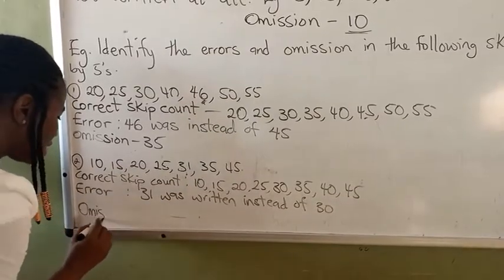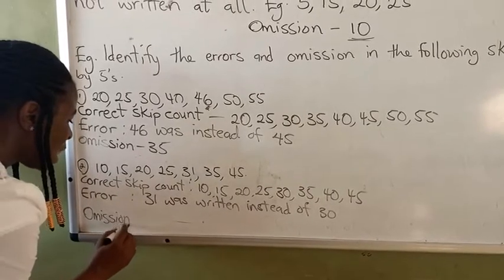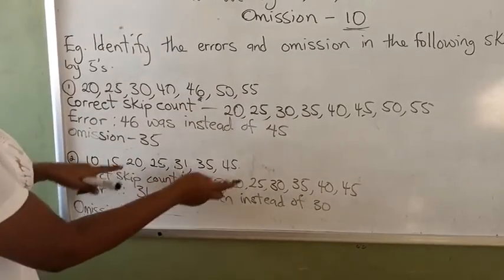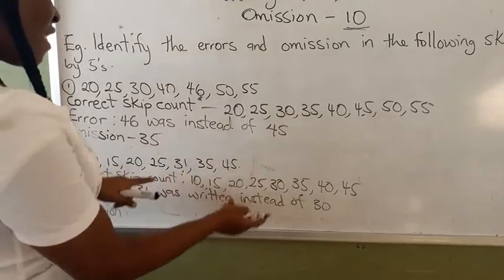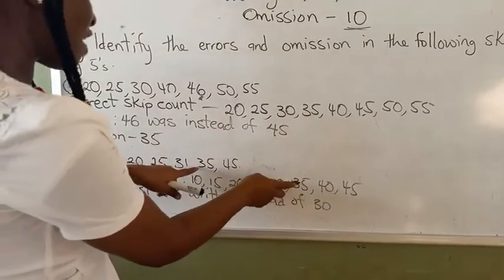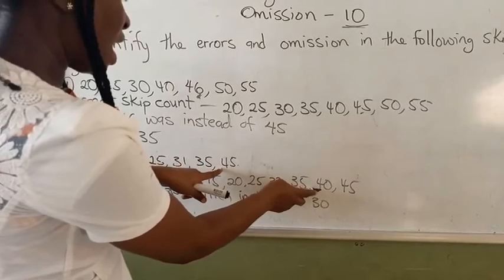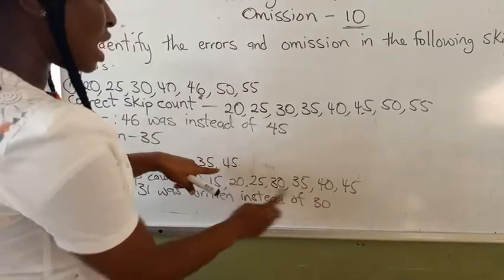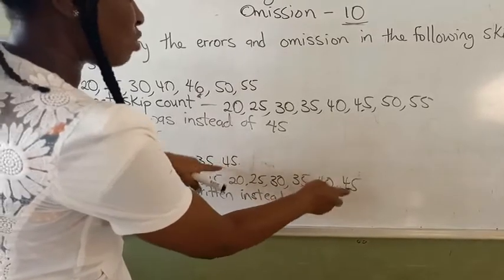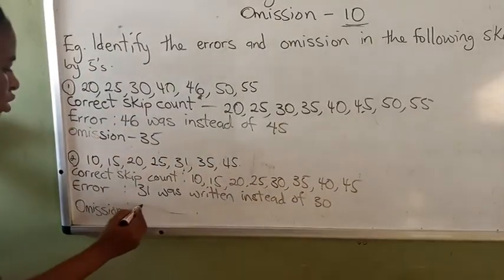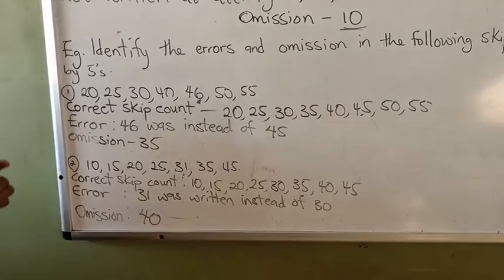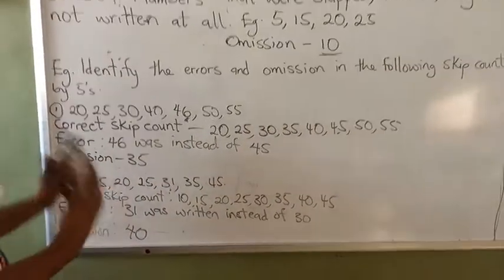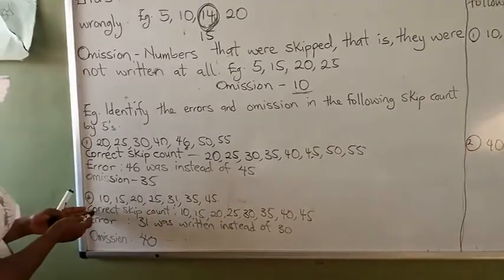Which number was skipped or which number was left out? Now let's compare. We have 10, 15, 20, 25, 30, 35. We have 40 here, and then we have 45. So we have 40 here, but we don't have 40 here. So it means 40 was skipped to 45. So the omission is 40.